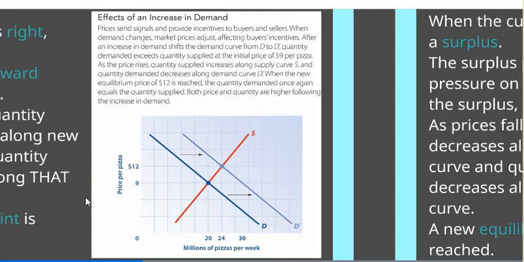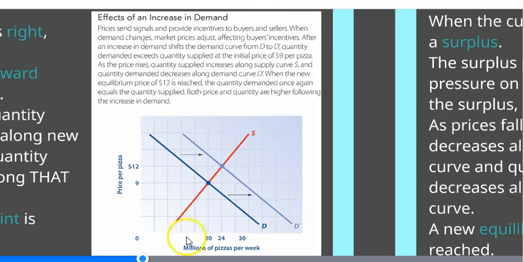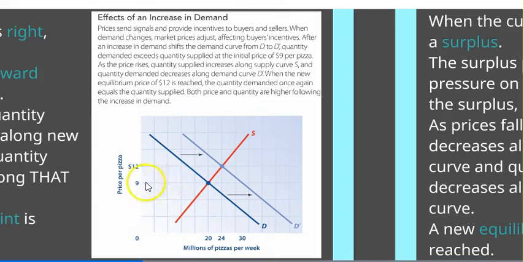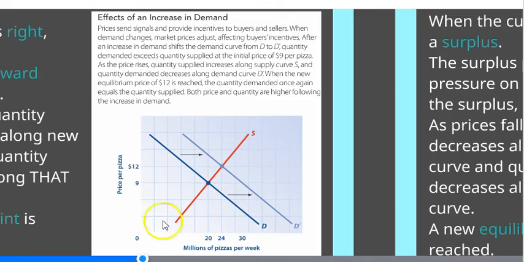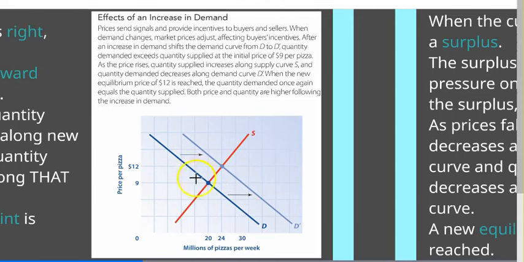after the demand curve shifts to the right, which is right here, that's our shift to the right, the amount demanded at the initial price of $9, so this is our initial price of $9, the amount demanded was 20 million, but now at $9, the amount demanded has increased. So at $9, the initial demand curve was 20 million, and now we are up to 30 million.